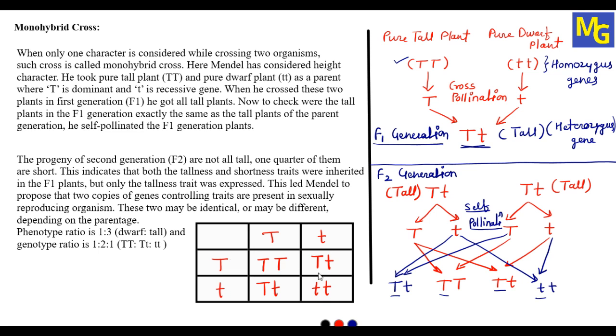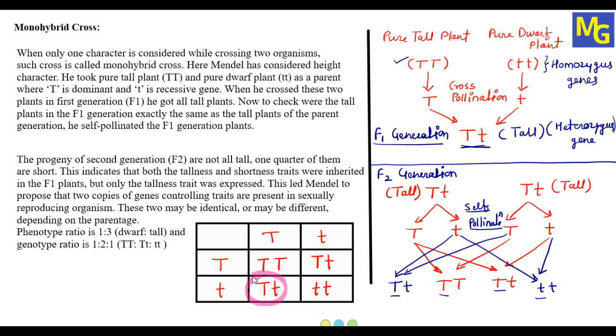Now we will write the phenotypic ratio and genotypic ratio of this F2 generation. First we will see the notes of this. Now if you see the notes, till here we have finished the F1 generation. Now see, the progeny of the second generation, that is F2, are not all tall. So this is called the progeny of the F2 generation. If you focus, these are all not tall. 1/4 of them are short. Now you can focus. See this one, capital T, both are dominant.